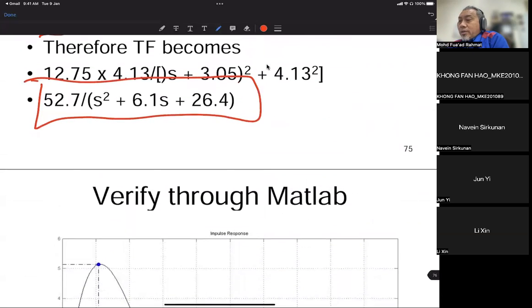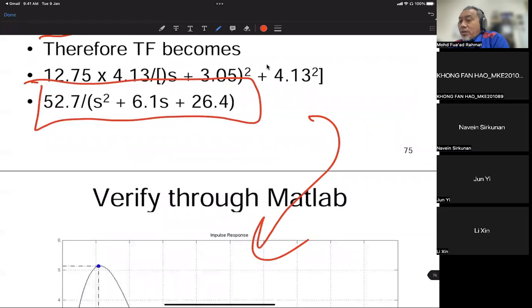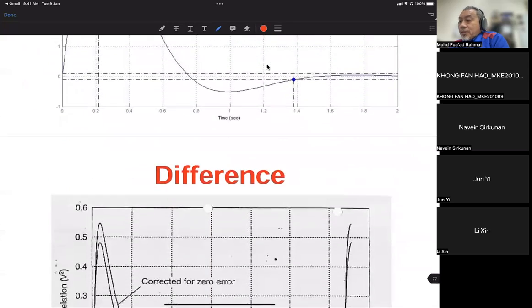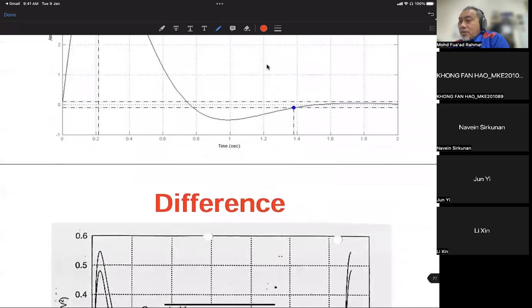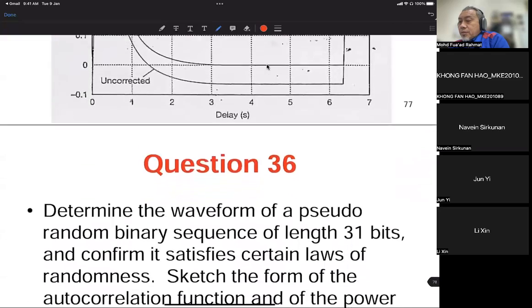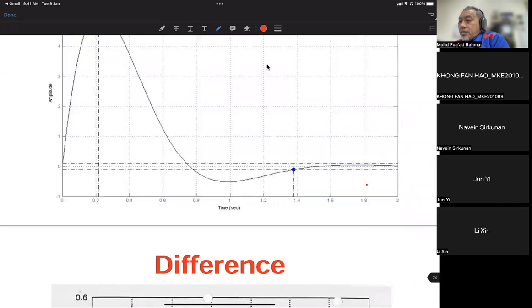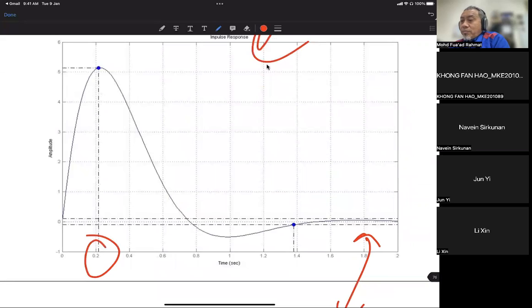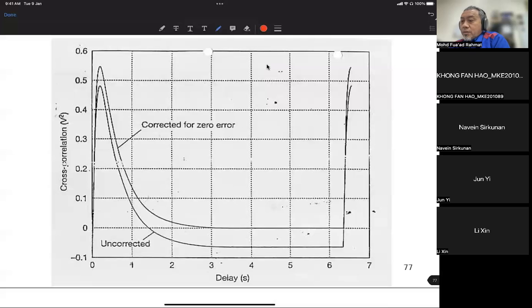When we verified through MATLAB programming, we get the same signals, as shown previously. Here you can see the difference. They really complement each other, which is 0.2 at the peak, and this one is 0.2 as well.